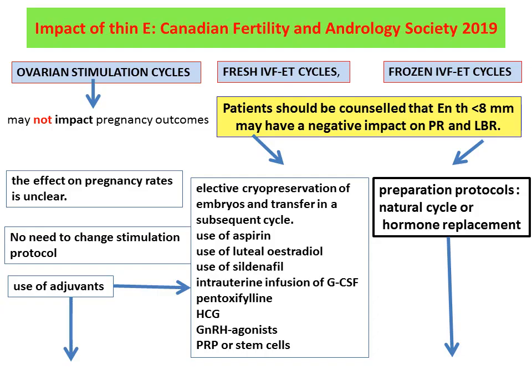In this algorithm, we can summarize the impact of thin endometrium on the patient's fertility. We have three groups of patients. Patients subjected to an ovarian stimulation cycle without any assisted reproductive techniques. In those cases, if you see thin endometrium, don't inform the patient that the pregnancy rate is low, because the evidence found that there is no impact on pregnancy outcome in this group.